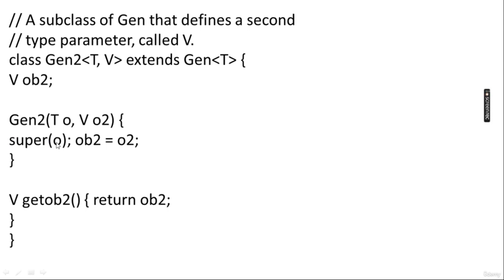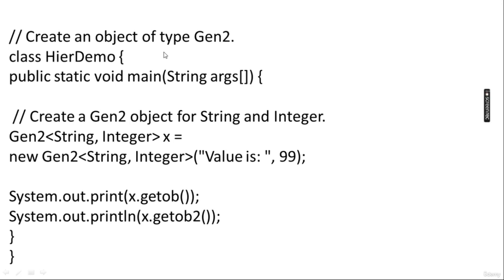So super(o) will be called to pass this o to the generic class, and ob2 is equal to o2. V is the type of getObject2, which returns object2. Create an object of type Generic2 class. This is my main method. What we are doing in this main method is Generic2<String, Integer> x is equal to new Generic2<String, Integer>.